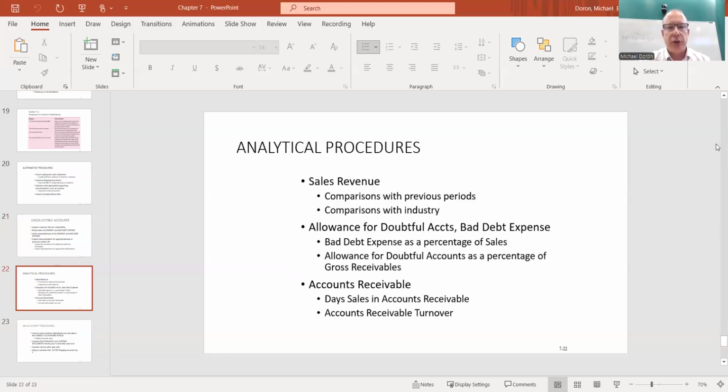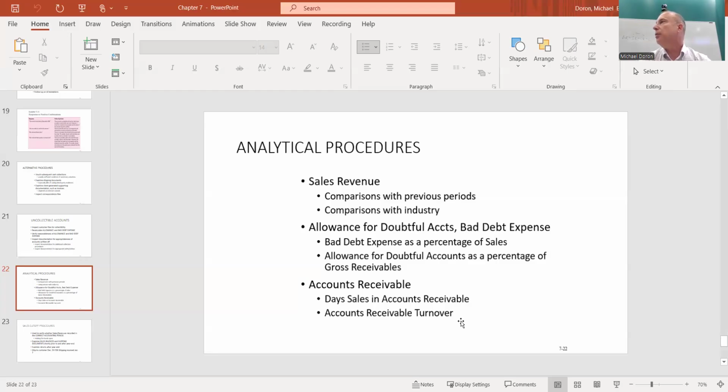Okay, analytical procedures. One of the fundamental audit techniques we've been talking about. You can do that for sales revenue, compare it with previous periods, and compare it with the industry. You can do that with allowance for doubtful accounts and bad debt expense. And you can do it for accounts receivable with some basic ratios like days sales in inventory and accounts receivable turnover. So again, using basic financial statement ratios and comparing with previous years, what are you looking for basically when you're comparing with previous years? Consistency.